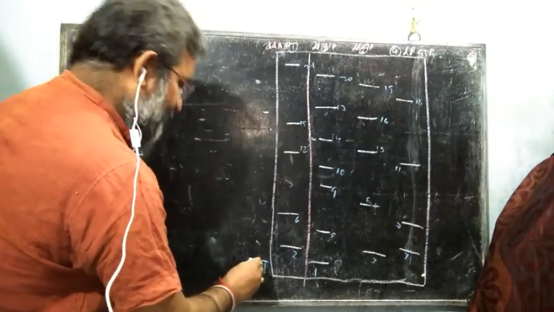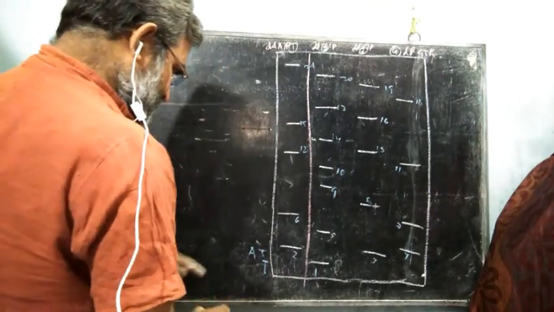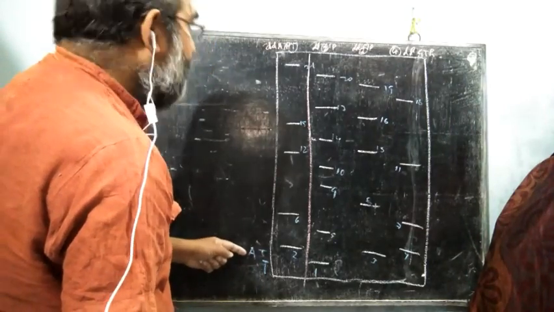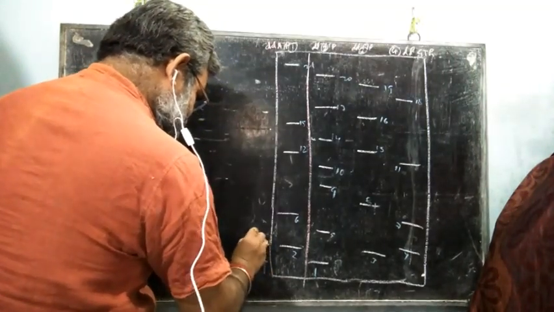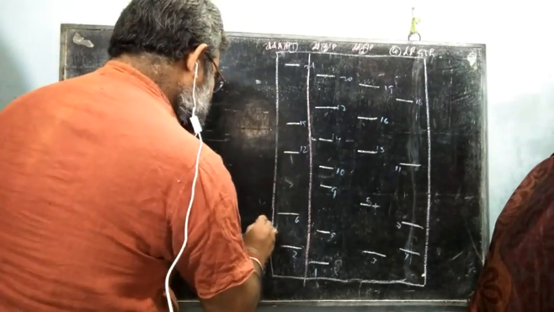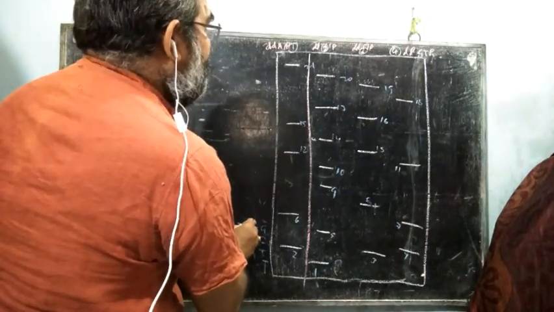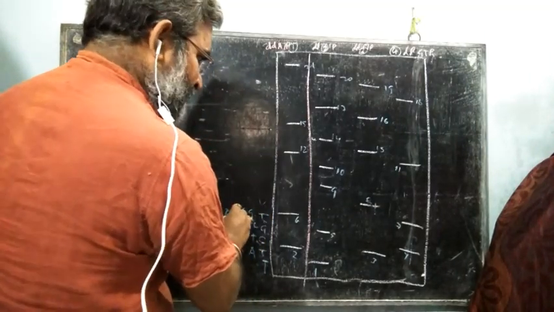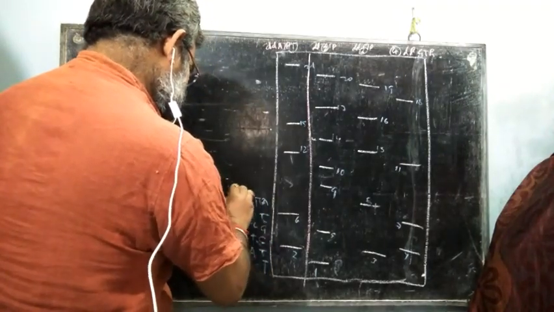Second is A, that means T and A. Third one is C: C, T, A. Fourth one, G: G, C, T, A. Fifth one, T: T, G, C, T, A. Sixth one, A: A, T, G, C, T, A.